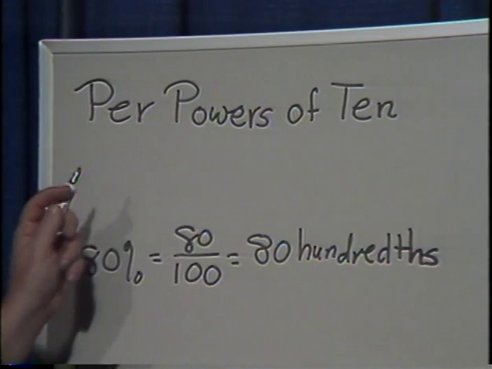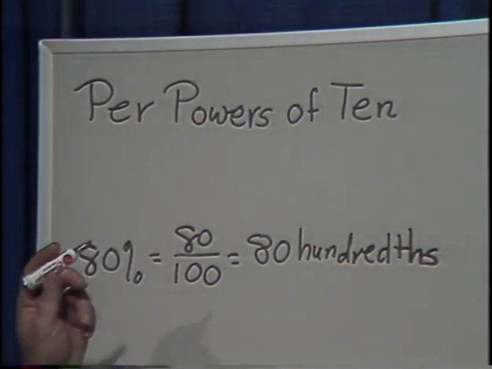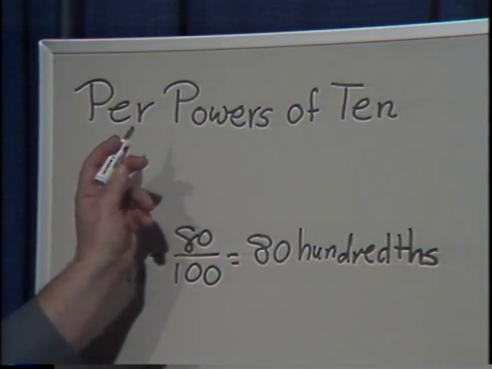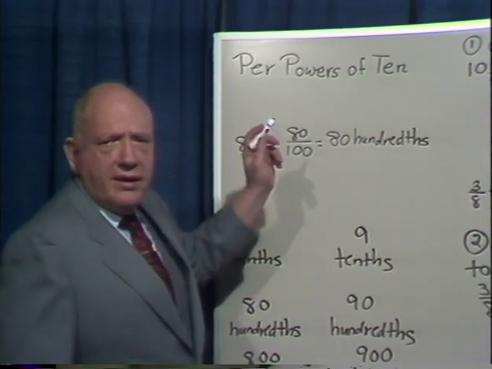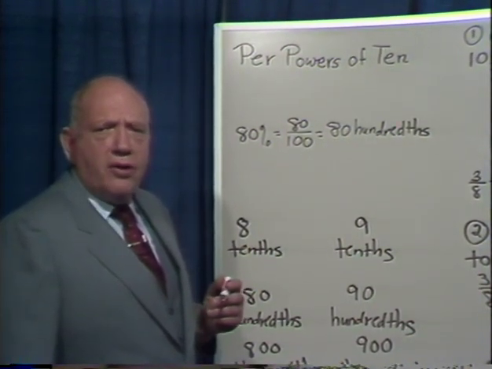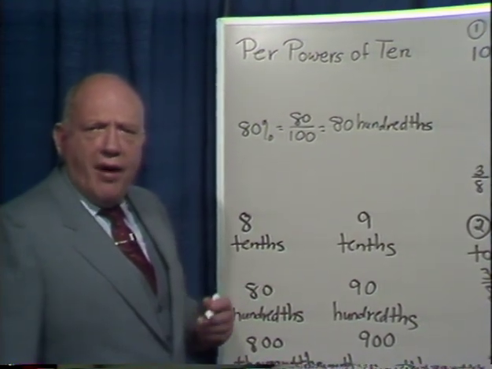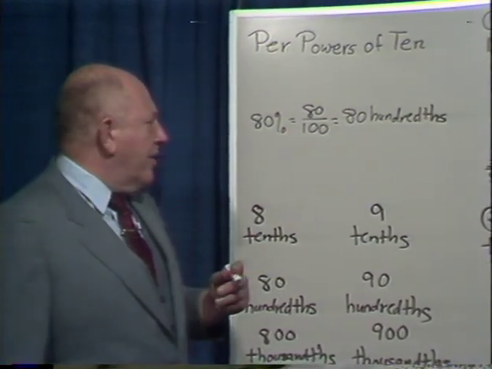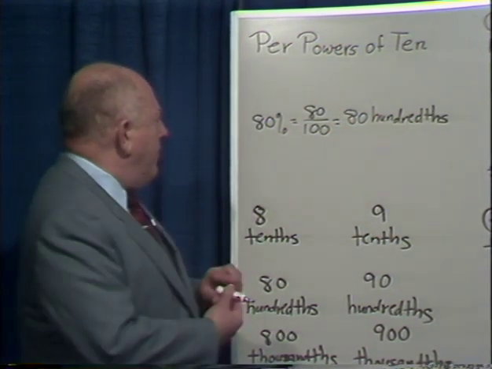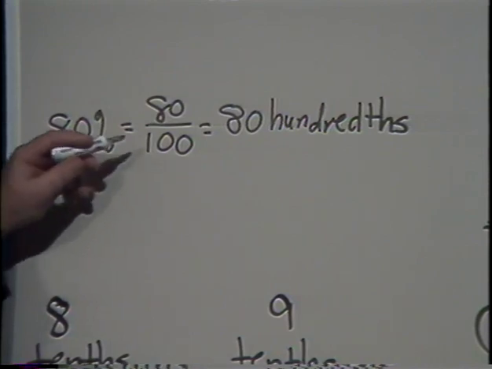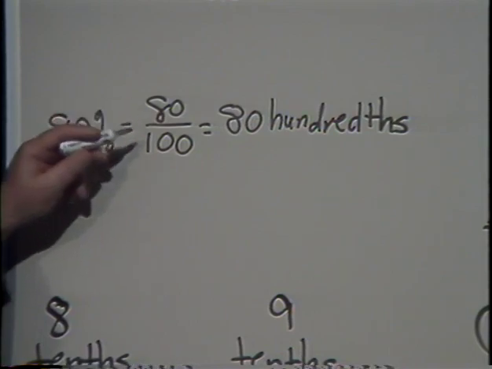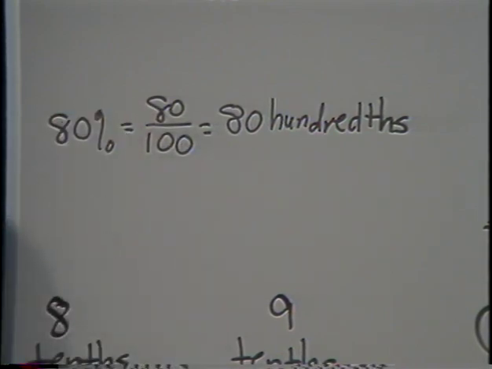I call today's lesson per powers of 10, and if that sounds like a heavy phrase, remember last module we talked about percent, and cent is what? 100, and 100 is the second power of 10. Now we're going to talk about per 10, per 100, per 1,000, per 10,000, and let's take a look how this looks. Let's suppose you got back a test and you scored 80%. What does that mean? Percent means per 100. Per 100 means divide by 100. In fraction form, that's 80 over 100, which we read as 80 hundredths.